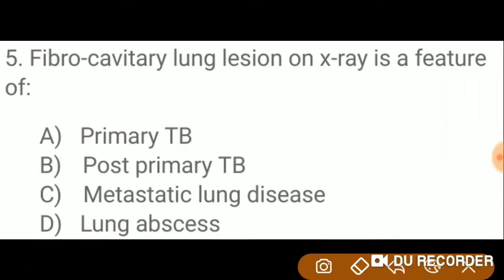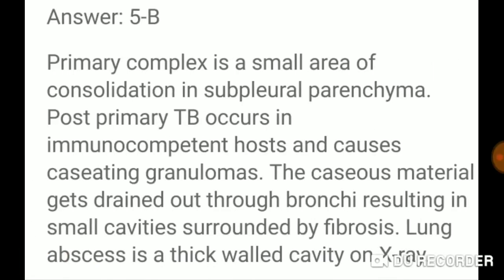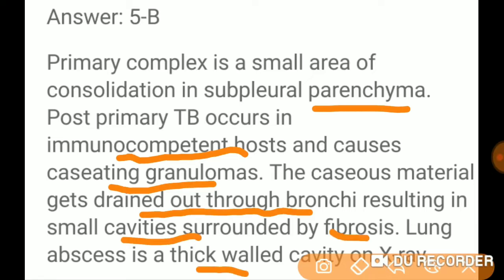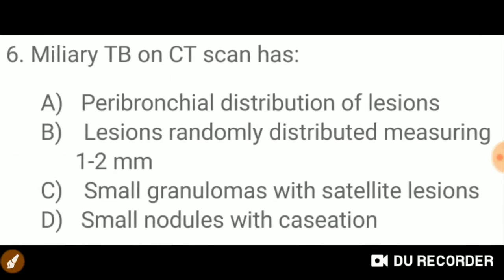Now, a fibrocavitary lung lesion on X-ray is a feature of post-primary tuberculosis. Let's discuss. Primary complex is a small area of consolidation in the subpleural parenchyma. Post-primary tuberculosis occurs in an immunocompetent host and causes caseating granulomas. The caseous material gets drained out through the bronchi, resulting in small cavities surrounded by fibrosis, lung abscess, and a thick-walled cavity on X-ray.